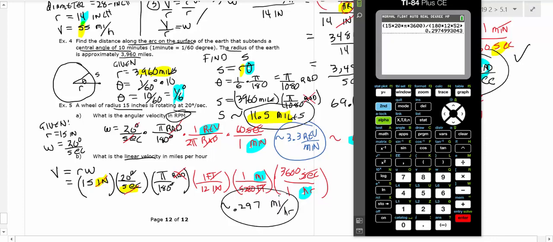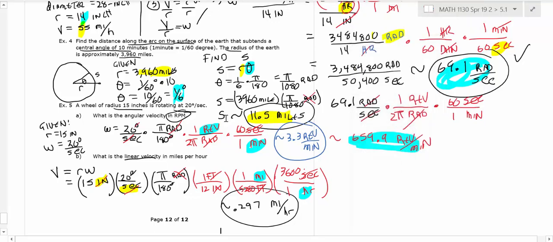Okay, all right, that's pretty slow, but if you think about the original problem, it's saying that every time a second goes by, it just goes through a little angle, 20 degrees in a second. Okay, so it's going to have a small velocity. That's going pretty slow. All right. Okay, any questions about that?